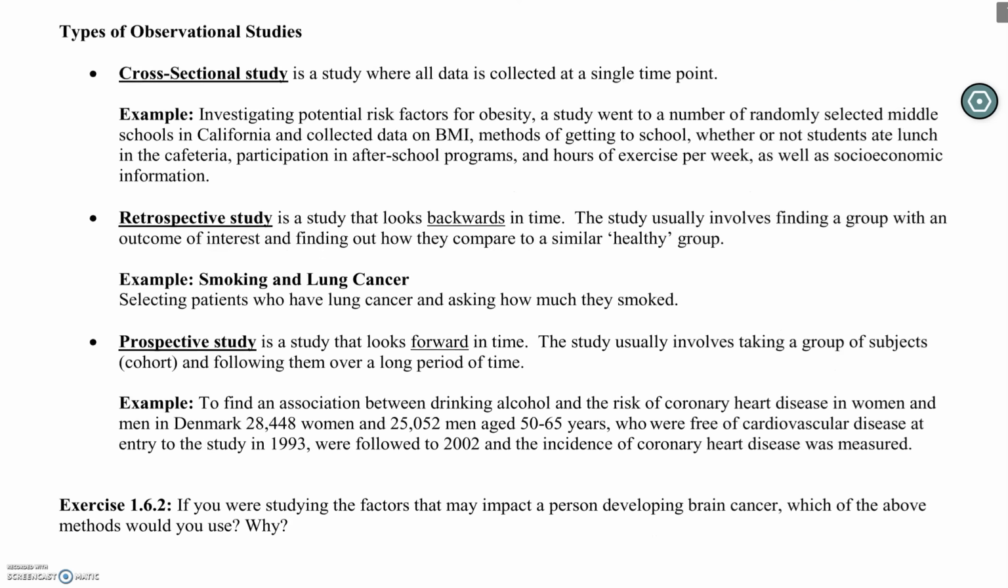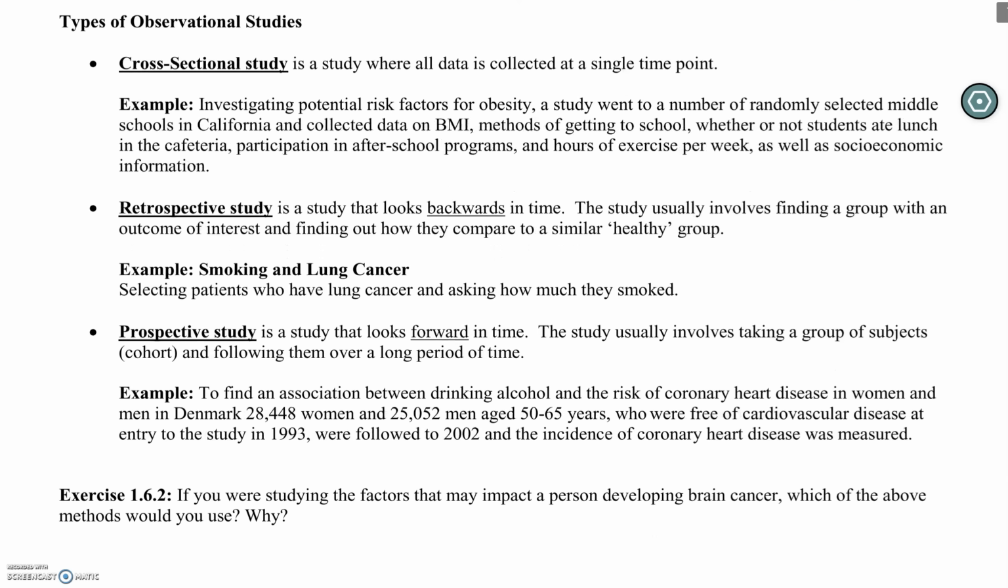Our observational studies fall into one of three different types. The first type is a cross-sectional study. All of our data is collected at the same time point. So most of our surveys you can almost think of as just a cross-sectional study. We're just asking, what did you do? What information do we have?